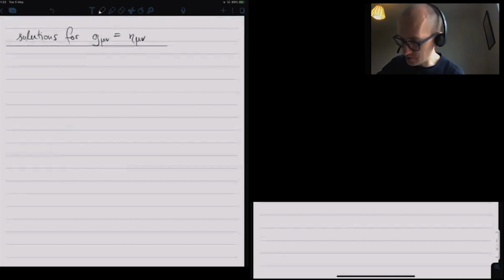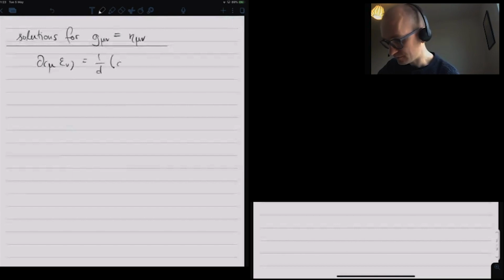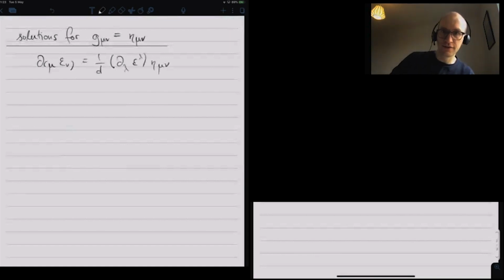So we now have the equation: ∂_μ ε_ν is equal to 1/d times ∂_λ ε^λ η_{μν}. And we'd like to find all ε that satisfy this equation. So the technique is one takes further derivatives and further traces to finally get this into an equation whose solution is immediate, and then you can integrate it back up to where we want to be by adding integration constants.